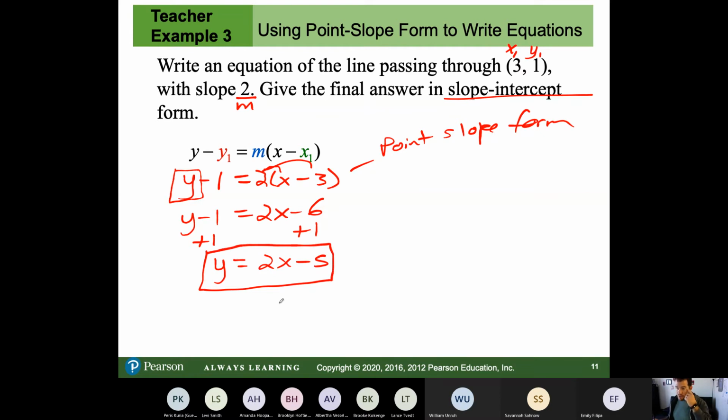So that's it. So remember, point-slope, you're given a point, you're given the slope. Use this equation, you're going to plug in your y1 there, your m there, the x1 there.